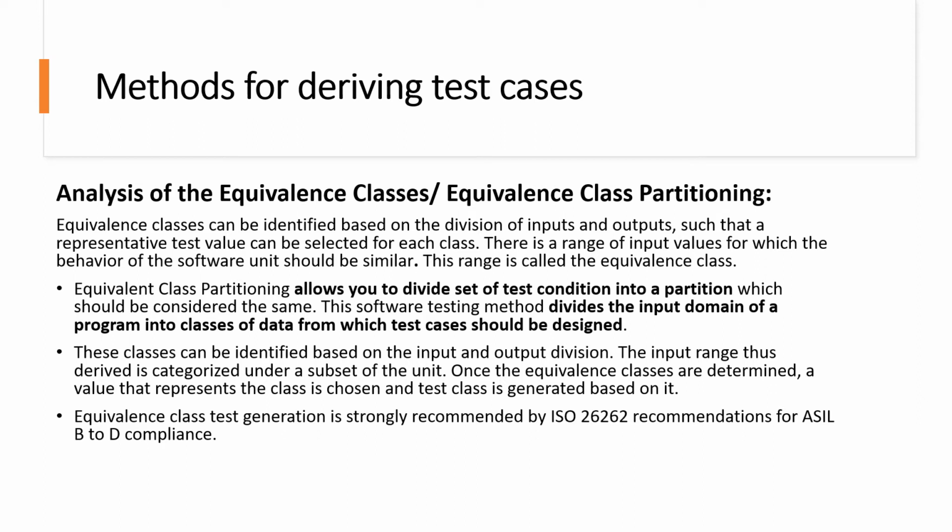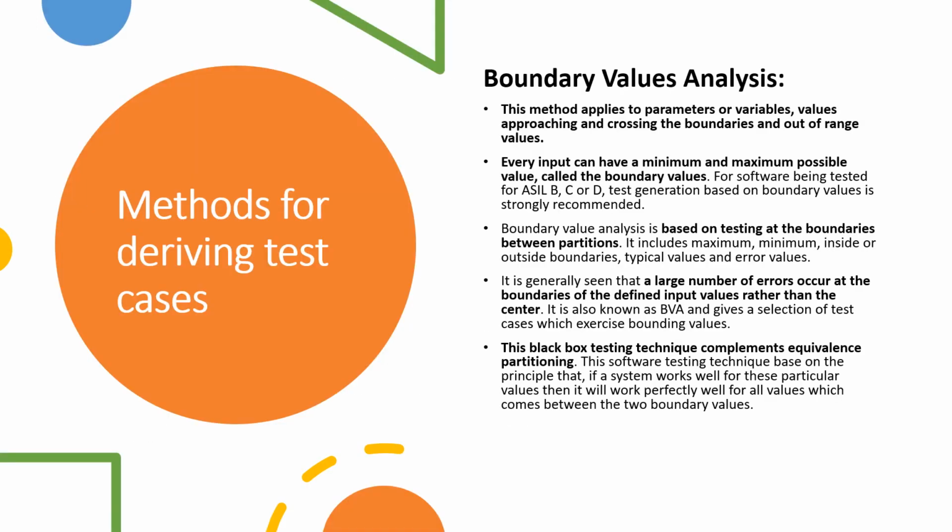Equivalence class partitioning allows you to divide a set of test conditions into partitions which should be considered the same. This software testing method divides the input domain of a program into classes of data from which test cases should be designed. In the name itself, if you see, this is equivalence partitioning. So this is how it is. This is highly recommended in case of B to D compliance.